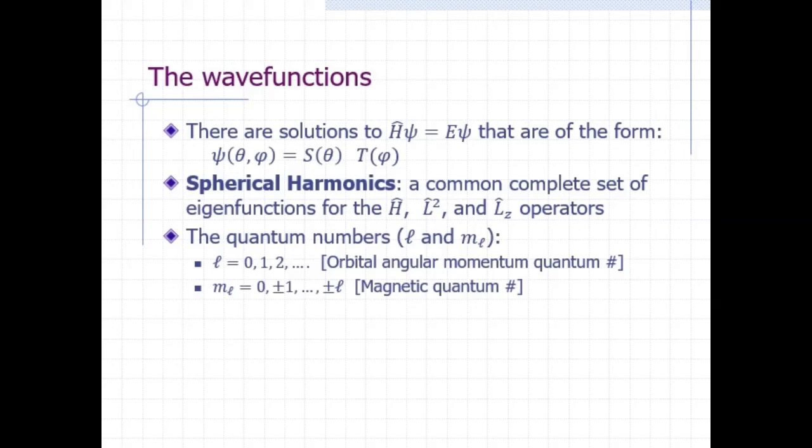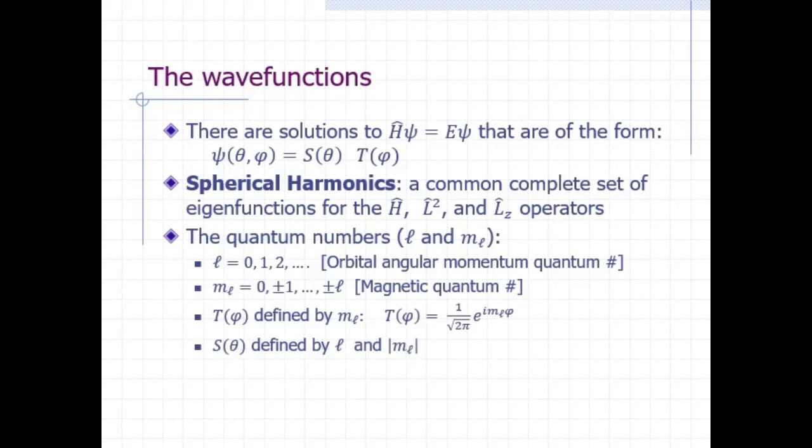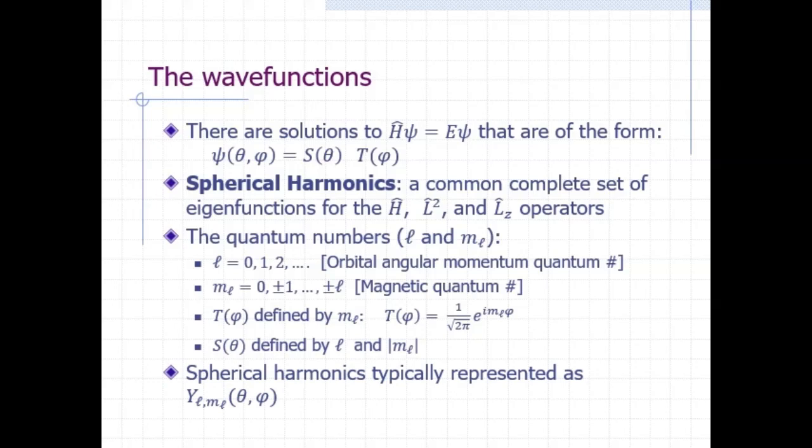The factor that depends only on phi turns out to be the same as the wave functions for the particle on a ring confined to the x-y plane. If you recall, each of these wave functions is associated with an m sub L quantum number. The factor that depends only on theta is defined by quantum number L and the absolute value of m sub L. The spherical harmonics are typically represented by uppercase Y, with the quantum numbers indicated as subscripts.